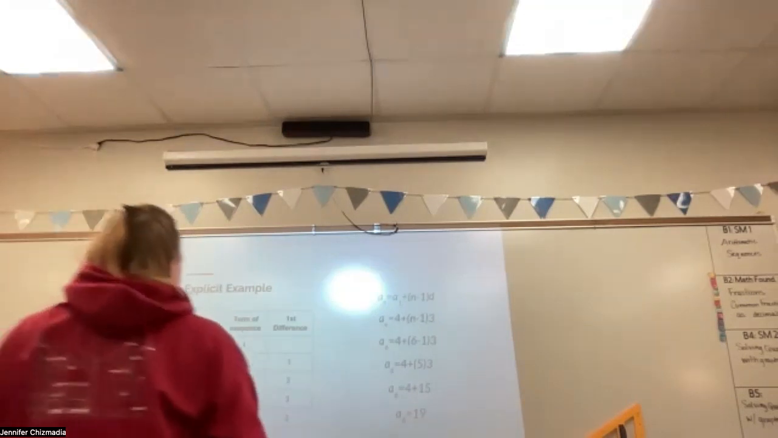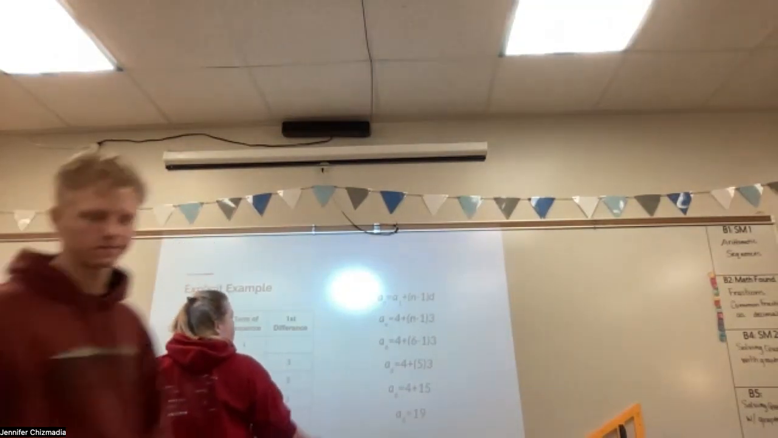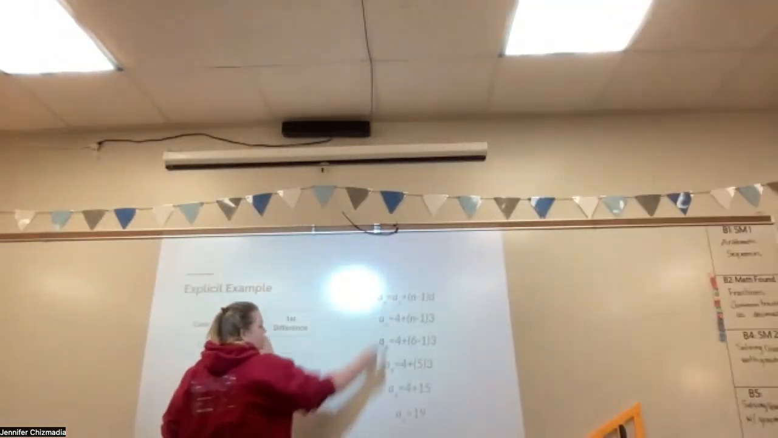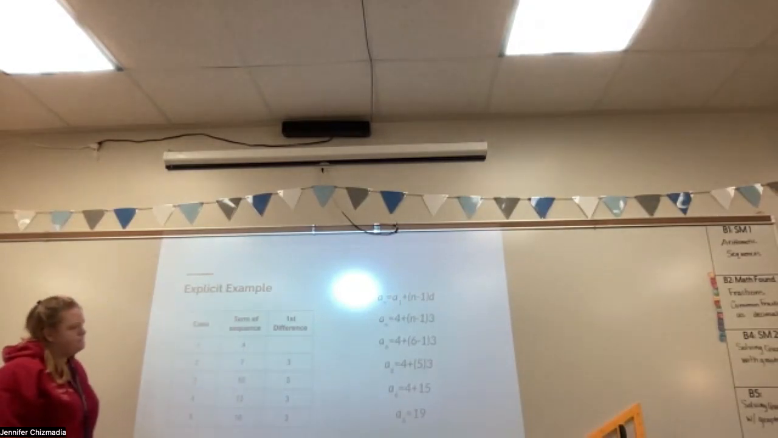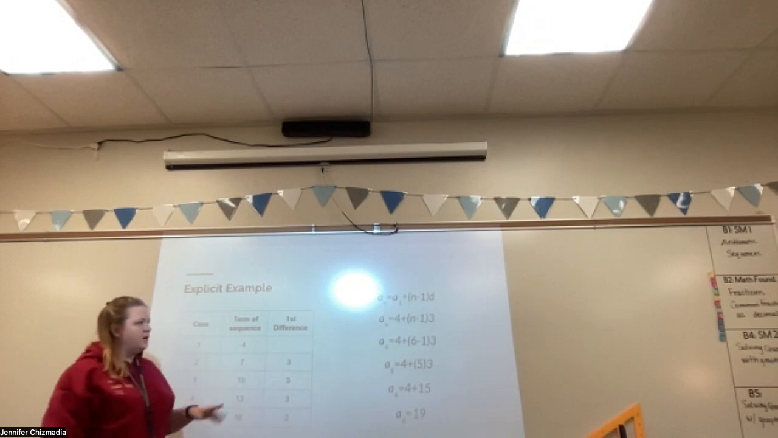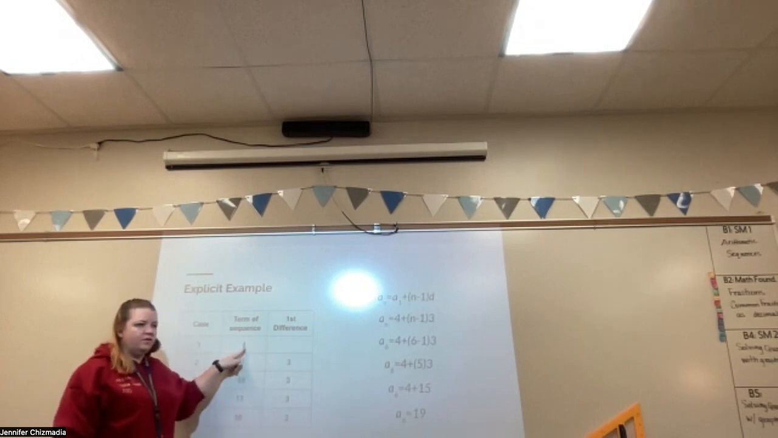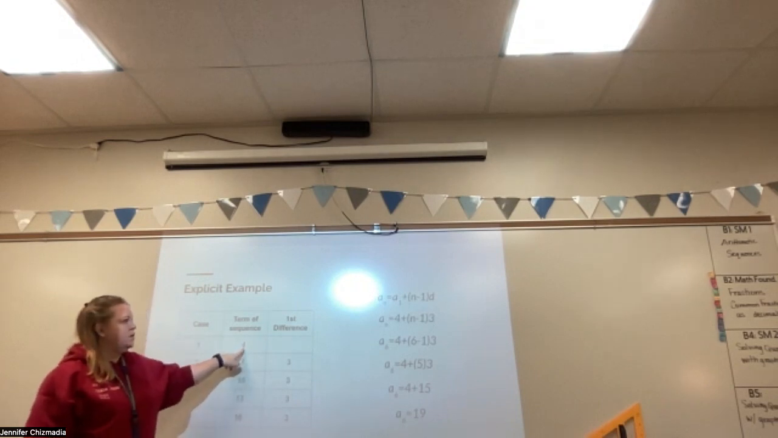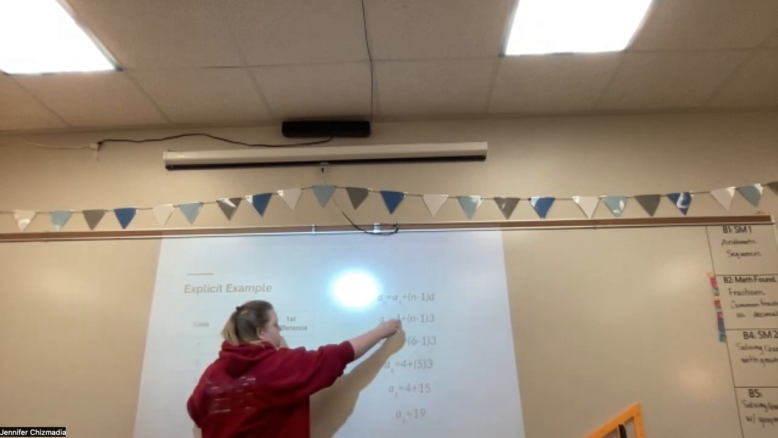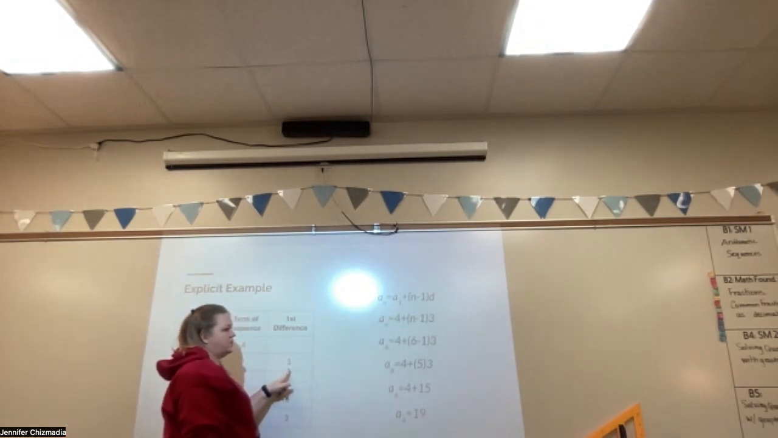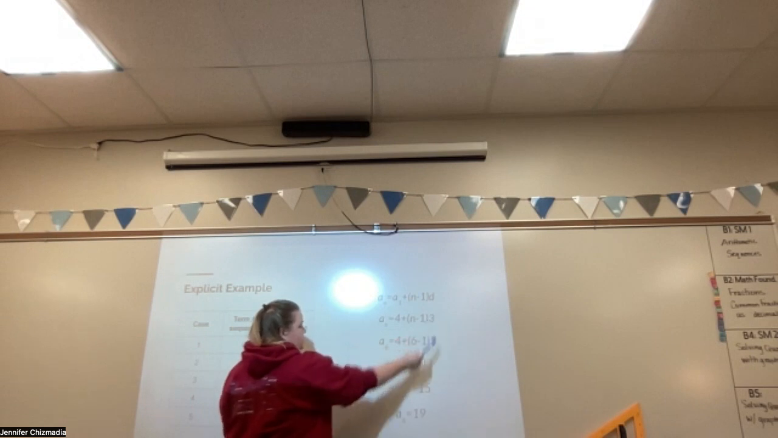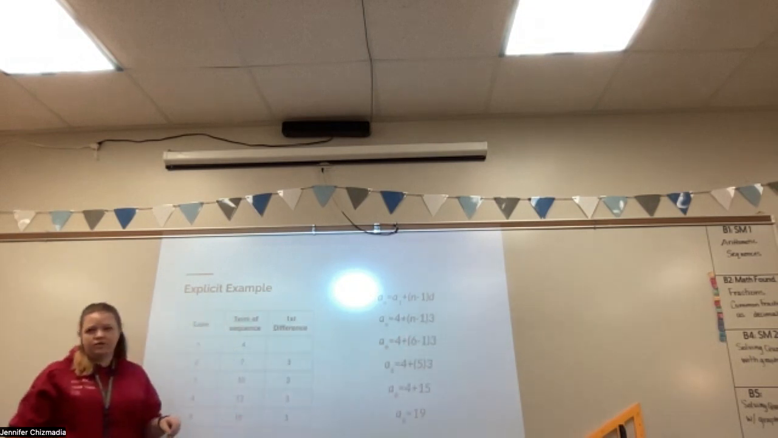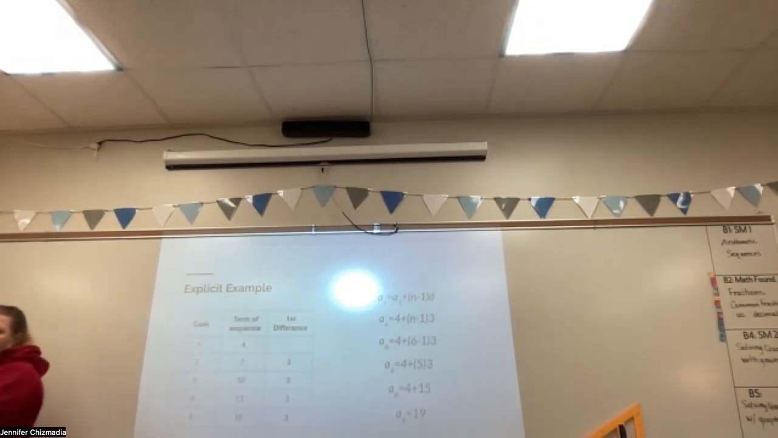Okay, so let's do an example. So this is our generic formula. So if we're gonna plug in, a sub 1 is what comes out for our first term. So we replace that with a 4. Our common difference is a 3. So I replace the d with a 3. You with me so far? As long as you have that generic one, you can just plug numbers into it.